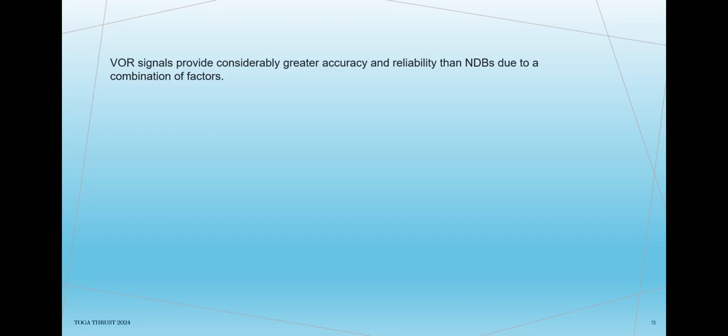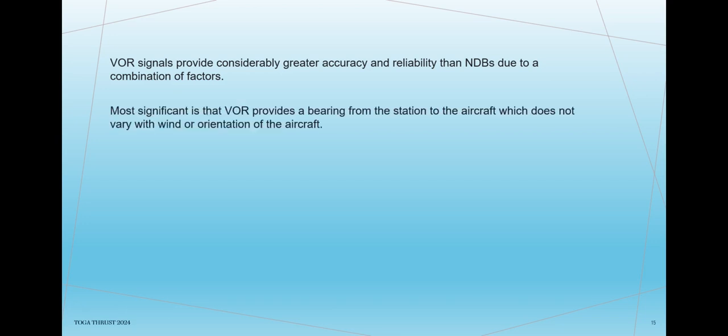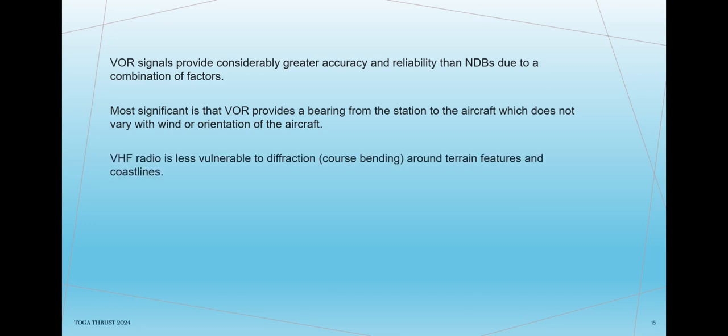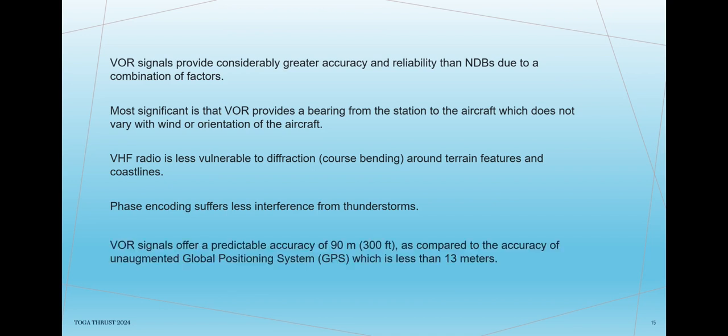VOR signals provide considerably greater accuracy and reliability than NDB, due to a combination of factors. Most significant is that VOR provides a bearing from the station to the aircraft, which does not vary with wind or orientation of the aircraft. VHF radio diffraction, course bending, around terrain features and coastlines. Phase encoding suffers less interference from thunderstorms. VOR signals offer a predictable accuracy of 90 meters, 300 feet, as compared to the accuracy of unaugmented global positioning system, GPS, which is less than 13 meters.